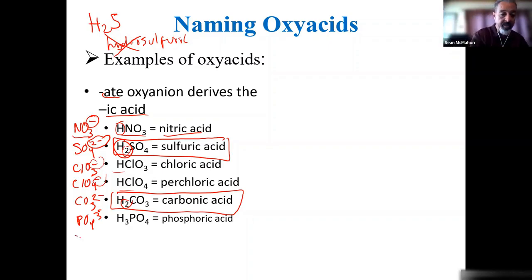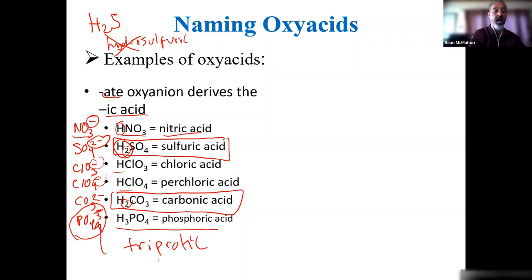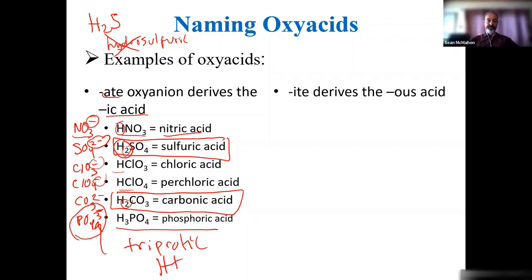But what do we notice about phosphate? Phosphate has a 3- charge, which results in phosphoric acid being triprotic, meaning I can give up to 3 hydrogen ions because it's triprotic. Can we do this where the ite derives the ous acid? Yes.